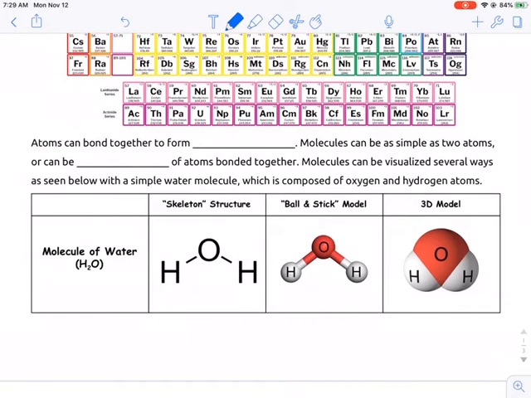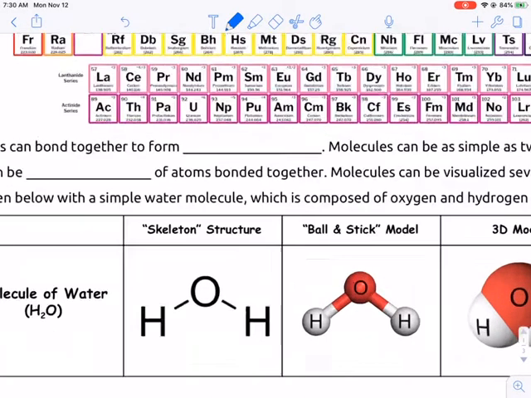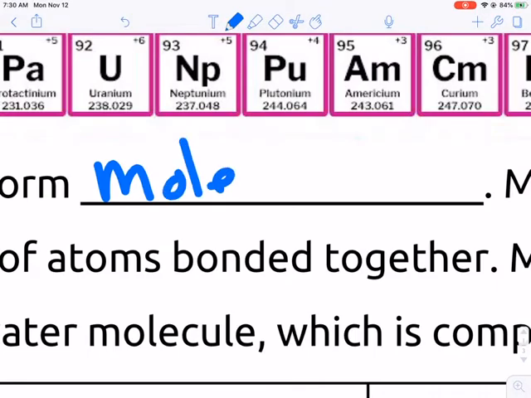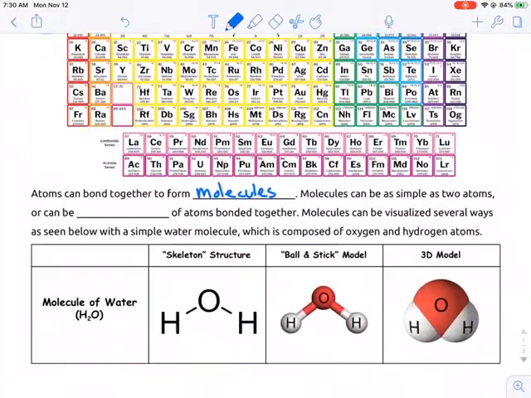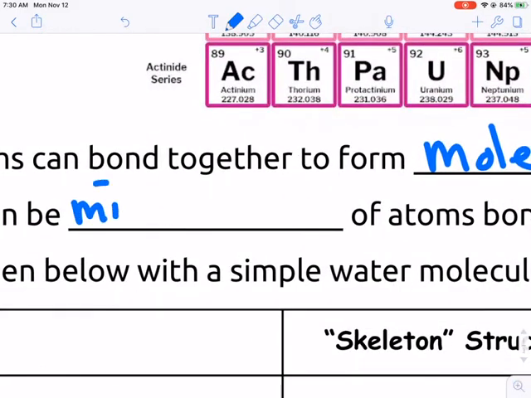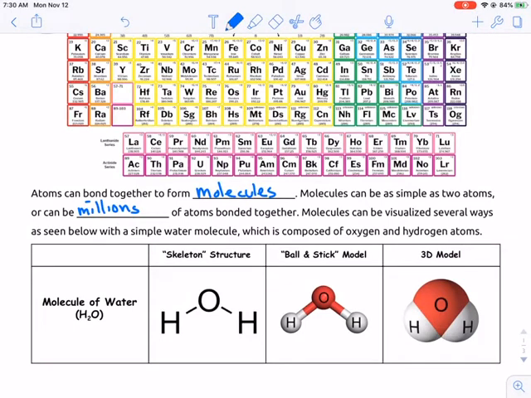Atoms can bond together, so they can form chemical bonds where they share or transfer their electrons. And when atoms bond together, they form molecules. Molecules can be as simple as two atoms. So two atoms bonded together can be a molecule. Or they can be millions of atoms. There are some molecules that are extremely large, like DNA molecules, that have thousands, hundreds of thousands, or even up to millions of atoms bonded together.